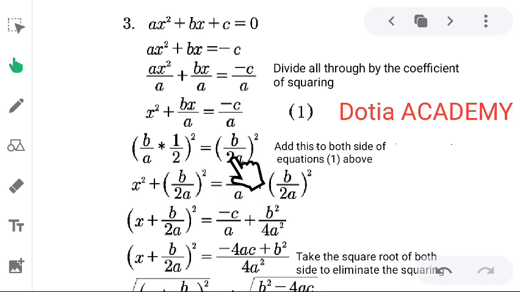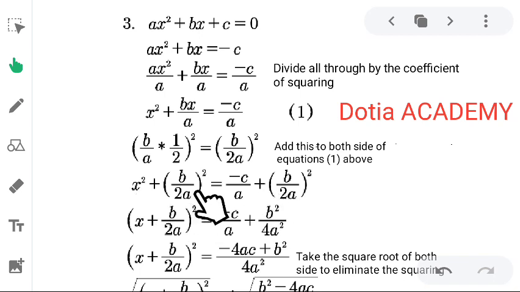What you are going to do with this is add it to both sides of the equation. So when you say x squared plus, instead of writing bx over a, you now have this to replace it. You add it to both sides. You have b over 2a, everything squared, to be equal to minus c over a plus b over 2a all squared. Now you've added it to this side of the equation, and now you have added it again to this side of the equation.